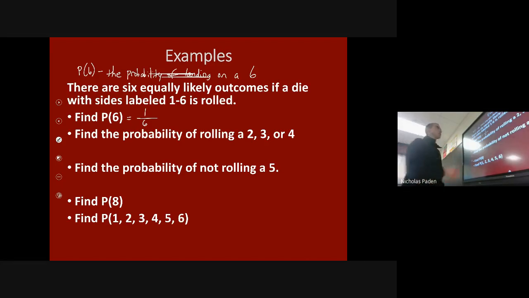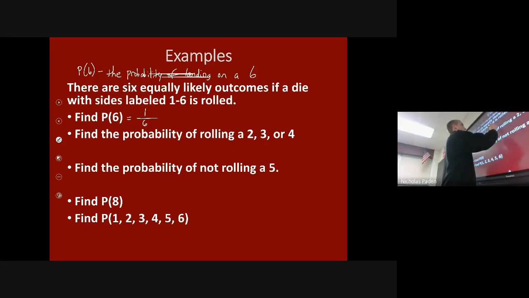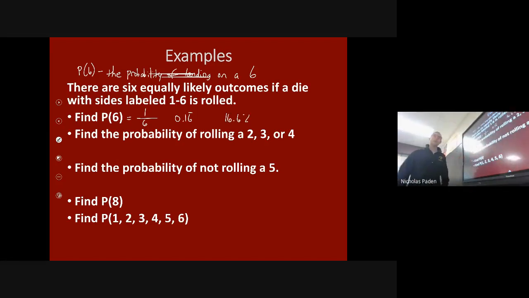If you have to turn that to a decimal, you would just do 1 divided by 6, and it would be 0.16 repeating. And then if you need to change that to a percent, it would be 16.6%. Most of the time, unless I tell you otherwise, we can just write a probability as a fraction. That's probably the easiest one.